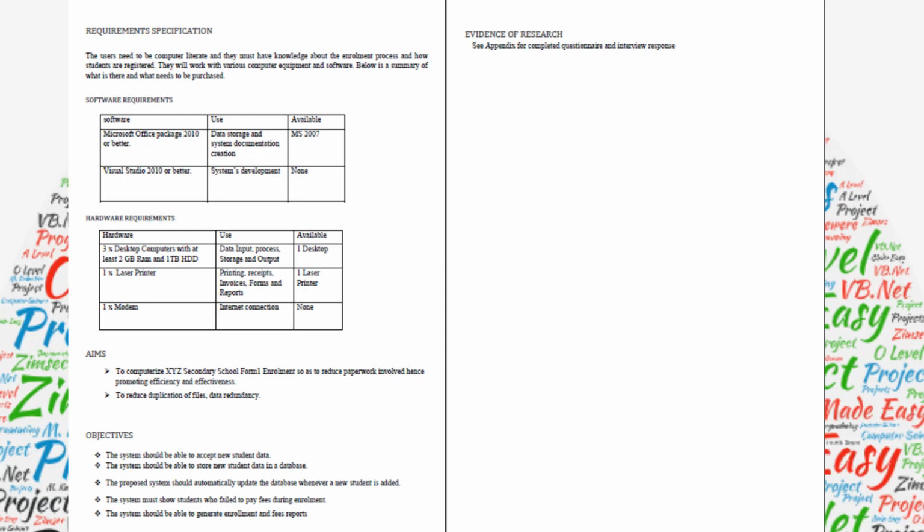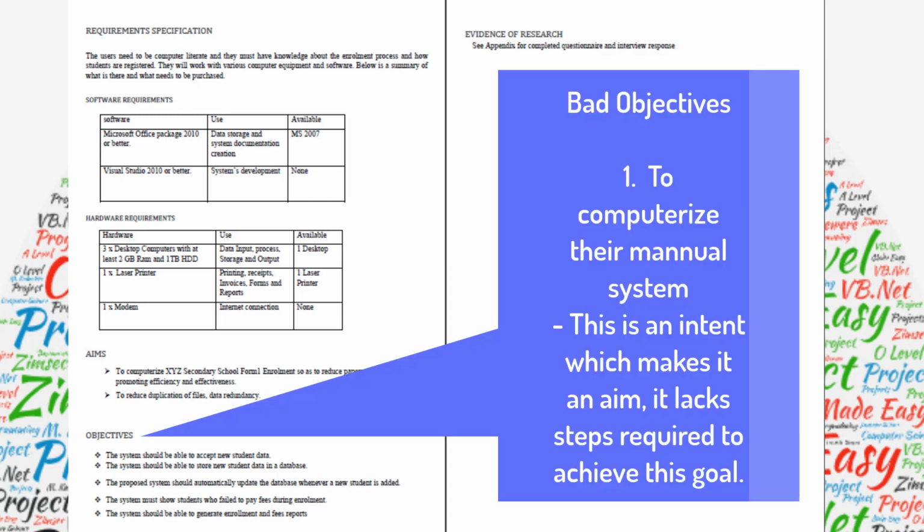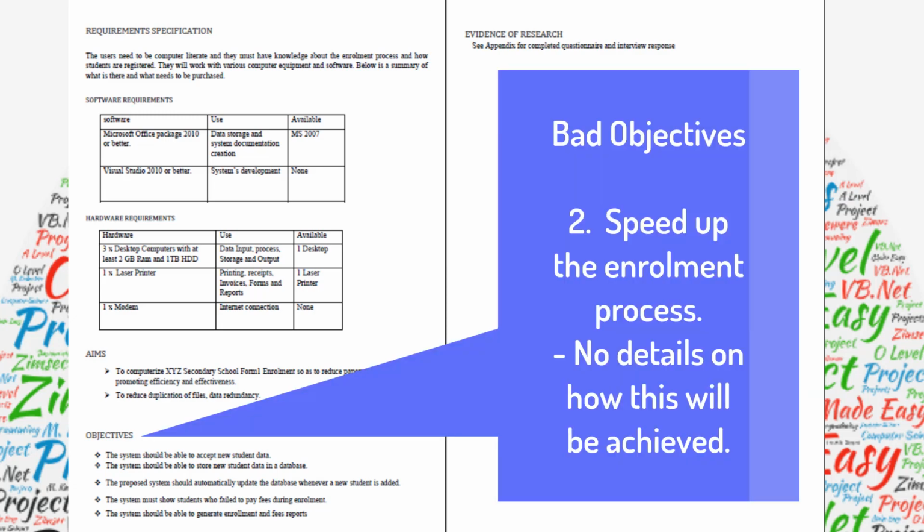Examples of bad objectives: to computerize their current manual system. This sounds like an aim because it is an intent. It lacks steps required to achieve this goal. Another bad objective is to speed up the enrollment process. Again, I don't see how the developer intends to achieve this. No steps given here.